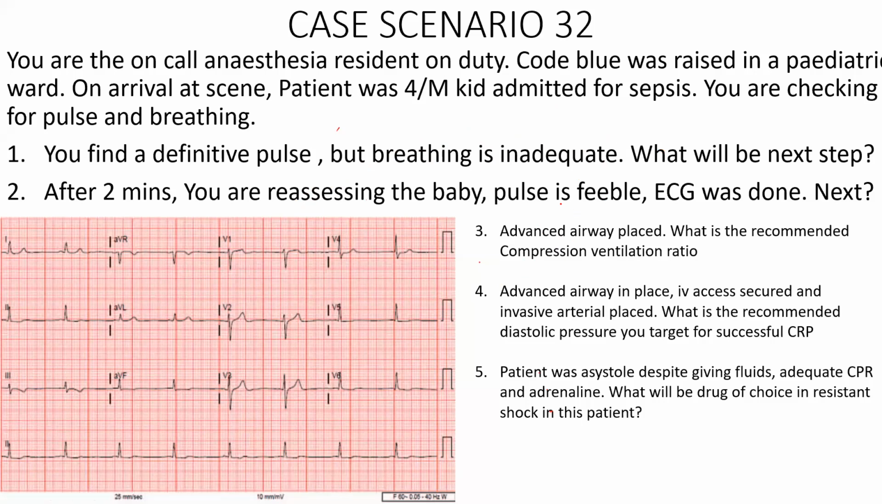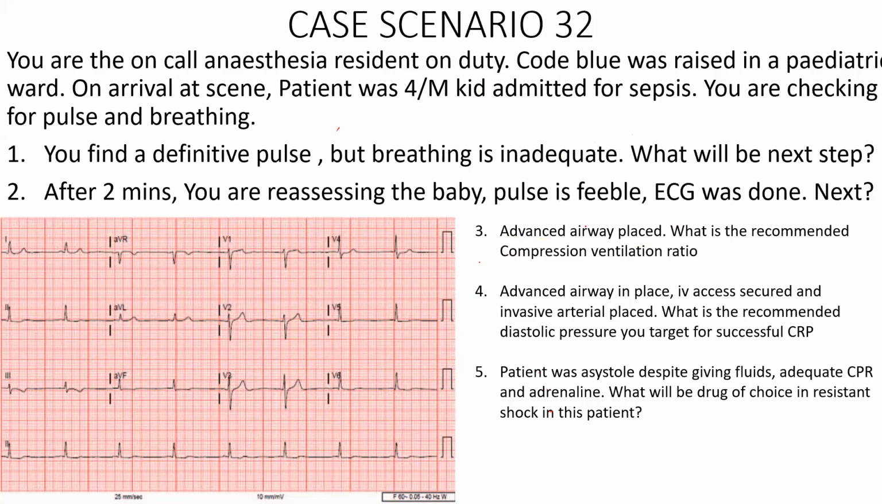Good. Now CPR is ongoing. You have put an advanced airway, LMA, or endotracheal intubation is done. What will be the compression ventilation ratio for a 4 year old kid? 15:2? No. 30:2 for single rescuers? No. You're speaking about pediatric patients. What will be the compression ventilation ratio? 10:2? No. I have mentioned the advanced airway is established.